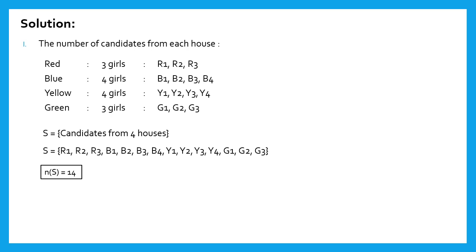Girls, look at the second part of the example. Here 4 conditions are given for selecting the head girl. Let us discuss one at a time. The first condition is the girl should belong to blue house. It means only blue house candidate can be a head girl.